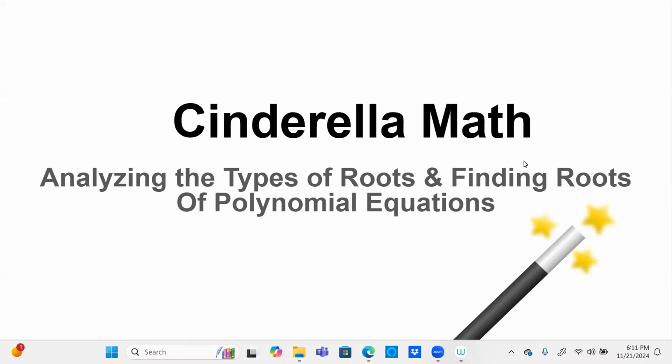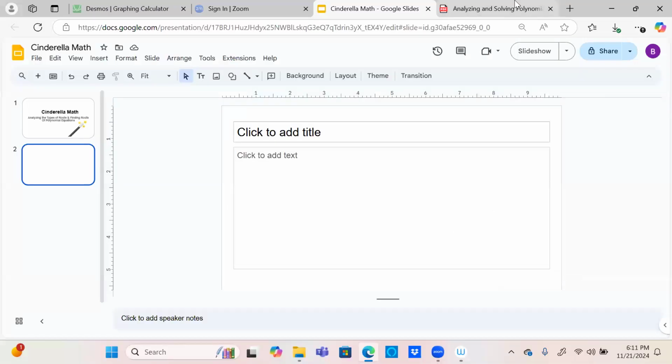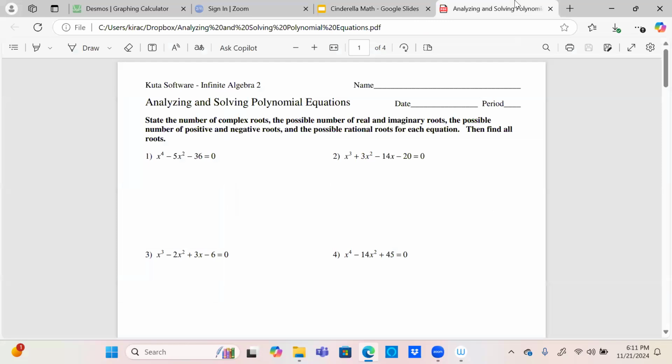Alrighty, so I'll be using a CUDA software sheet to do this. Let me find that. There it is. It's under Algebra 2, and the title of it is Analyzing and Solving Polynomial Equations. I would say you might be learning this in an advanced Algebra 2. I'd really probably put this more toward a pre-calculus level, but it could go for both.